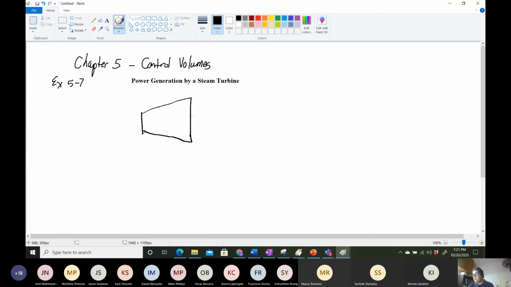And then you have your shaft where you have work coming out. And then you have an inlet, usually at the top here. You have steam that comes in and then you have an exit and steam comes out. We usually have that as 1 and 2. And then you have a flow rate 1 and flow rate 2.